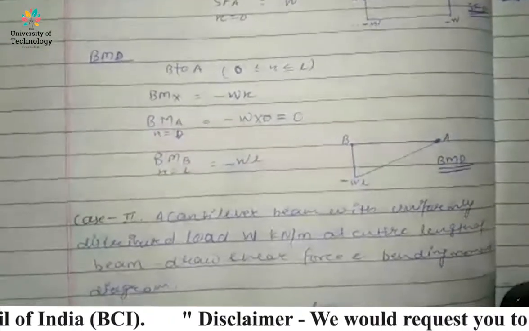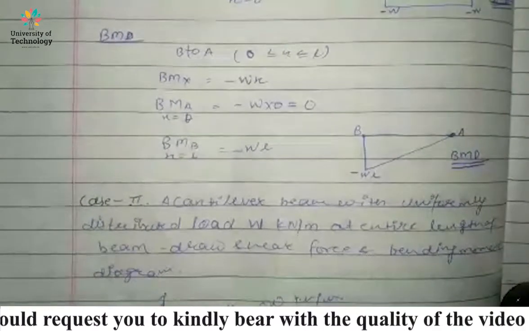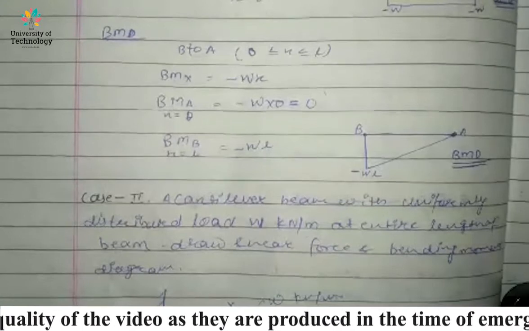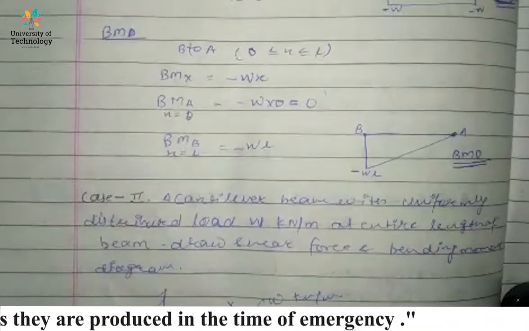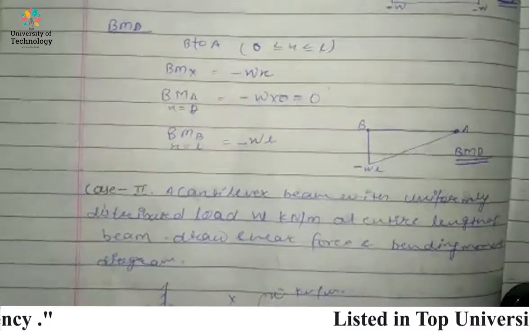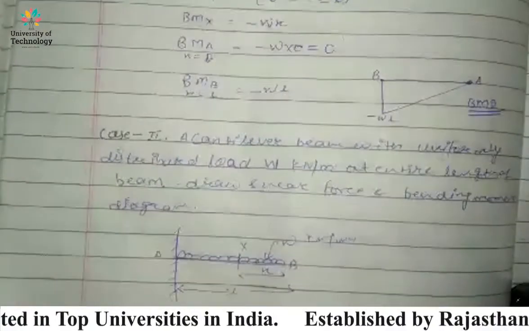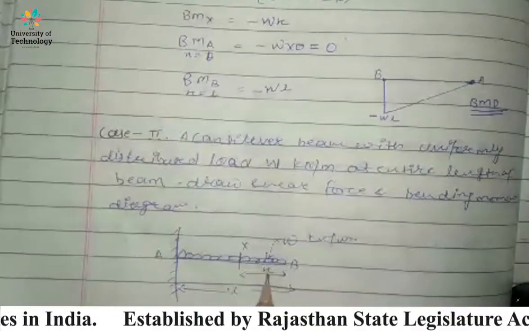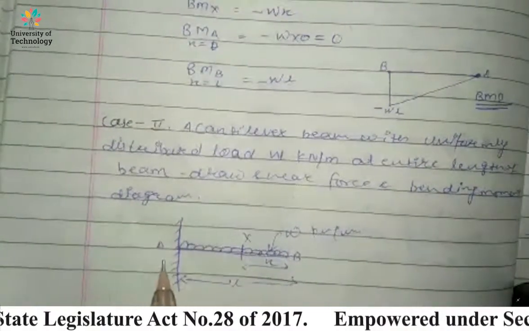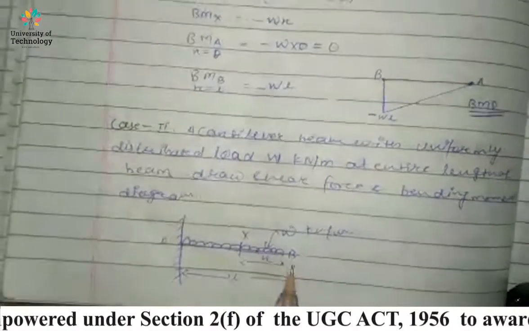Now the second case is a cantilever beam with a uniformly distributed load of W kilonewton per meter over the beam, length of beam L. Draw the shear force and bending moment diagram. This is shown as a uniformly distributed load, the length is small l, this is point A, this is point B, and W is the load acting on this beam.